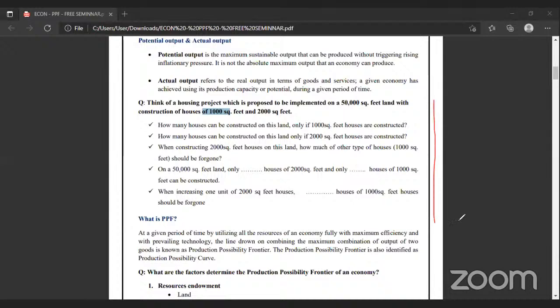To draw that, maybe others know, but you might be scared. You are utilizing these two pieces of information. Say, for example, you are going to mention here 2,000 square feet houses, and this side is 1,000 square feet houses. These two points are the optimal, maximum points. If we are utilizing the 1,000 square feet only, we can produce 50 houses here. This point is 50. If it is 2,000 square feet, only 25. This is the graph.